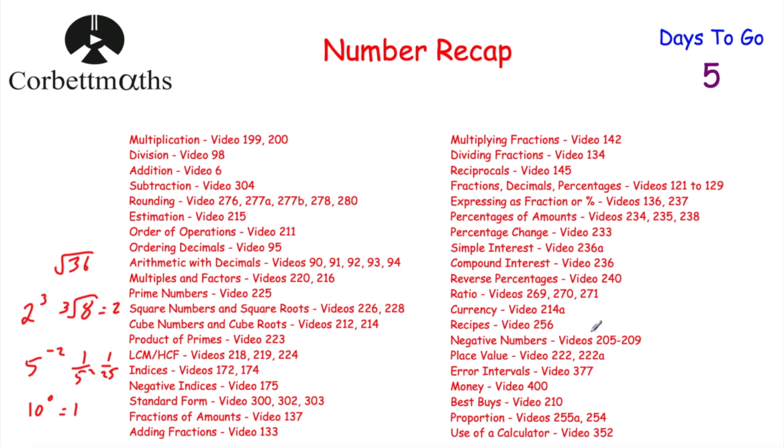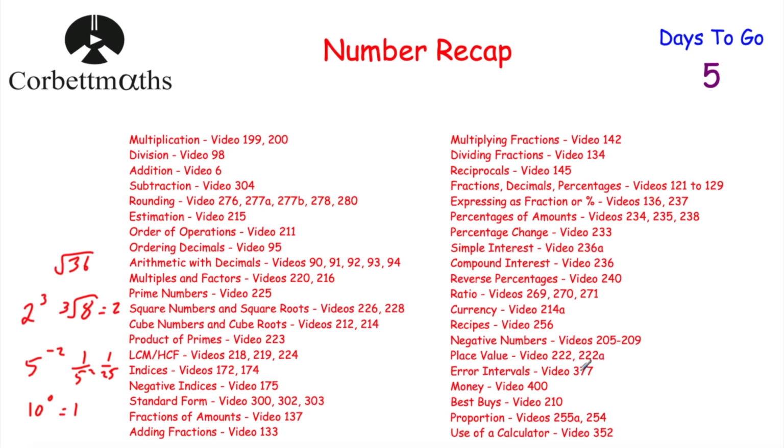Negative numbers, so know how to add and subtract negative numbers, but also that whenever you multiply two positives or two negatives, you get a positive answer, and if you're multiplying one of each, a positive and negative, or negative and a positive, you get a negative answer, and that's the same for division as well. Place value, know your place value. Know how to find error interval, so if a number perhaps has been rounded to the nearest 10, know how to write that error interval.